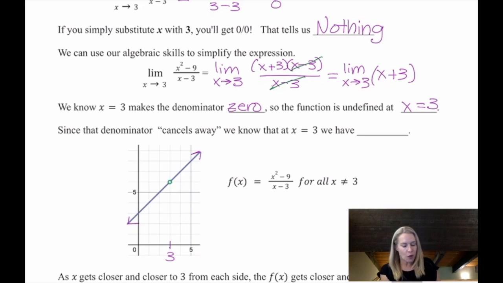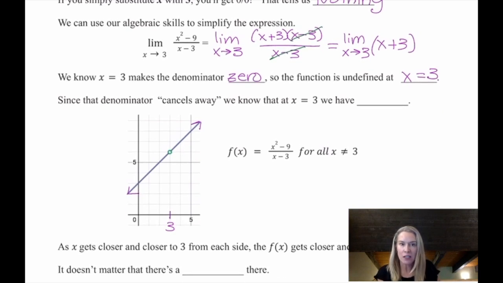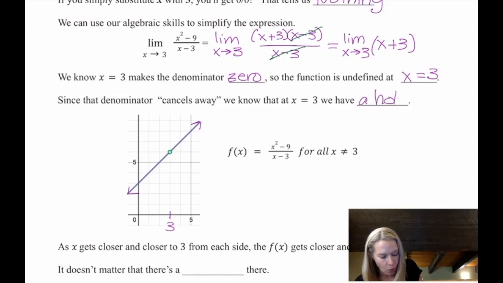Okay, so the graph actually looks just like x plus 3. It's just that since we're undefined at x equals 3, we have a hole there. Now that's because that denominator cancels away and we no longer have 0 in the denominator.